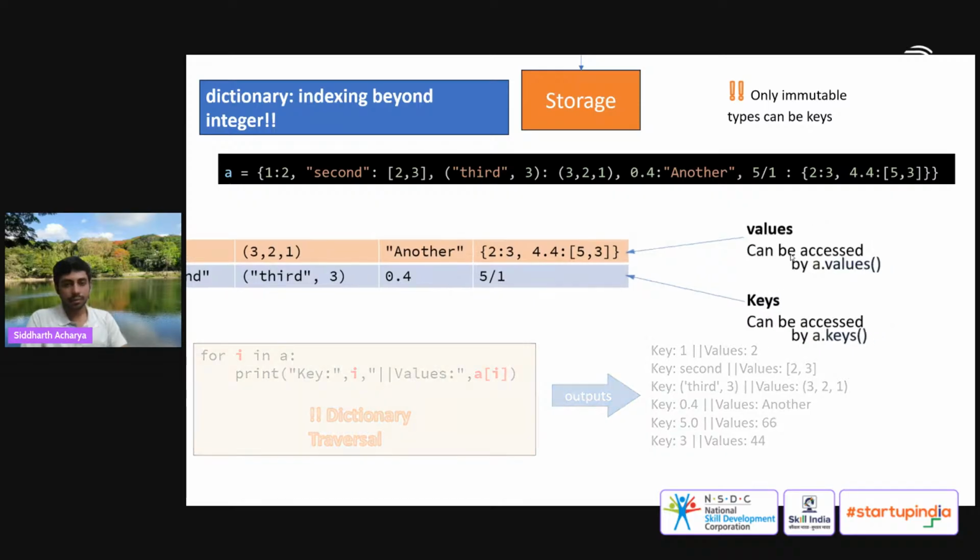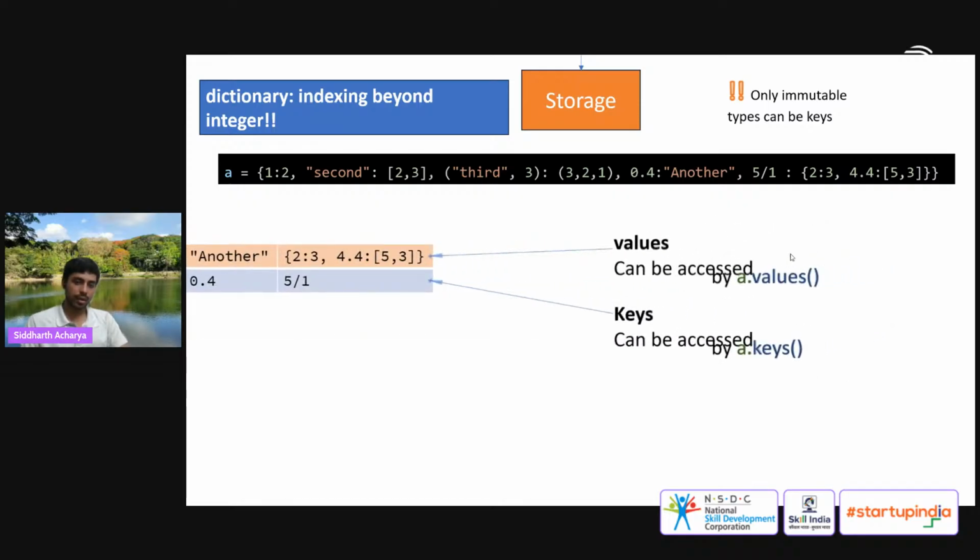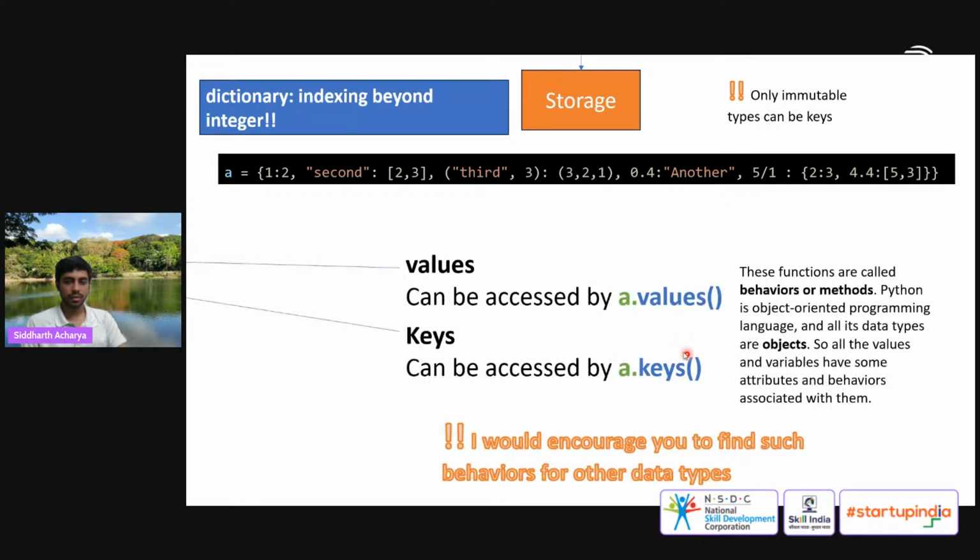Now moving on, so we had this a dot values, a dot keys. This dot keys appears like a function call, right? This is in fact functions. These are special functions. We call them behaviors or methods. Now, Python is an object-oriented programming language. What's an object-oriented programming language? It's a slightly advanced concept in programming, which is beyond the scope of this session. If you are interested, there are plenty of resources available on the internet to learn.